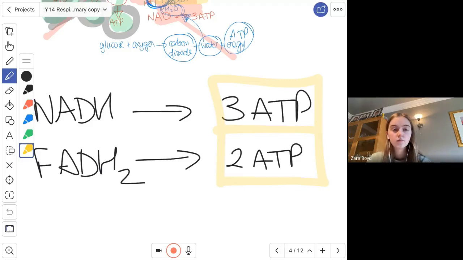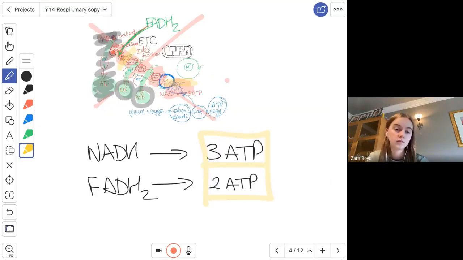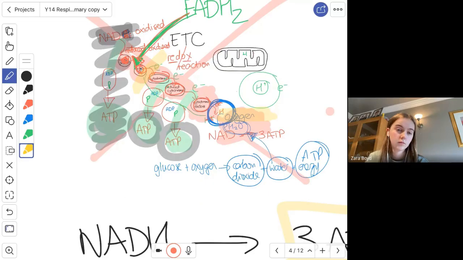And you could mention that at each stage, whenever the hydrogens or the electrons are passed down, the molecule that receives them becomes reduced and the molecule that gives them up becomes oxidized, and that's your redox reaction.